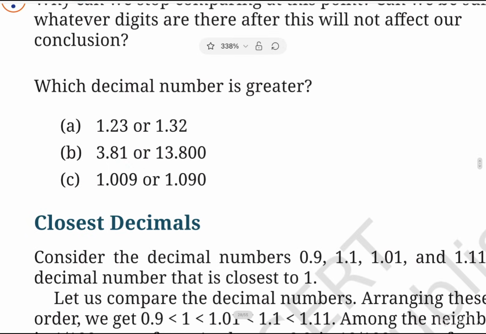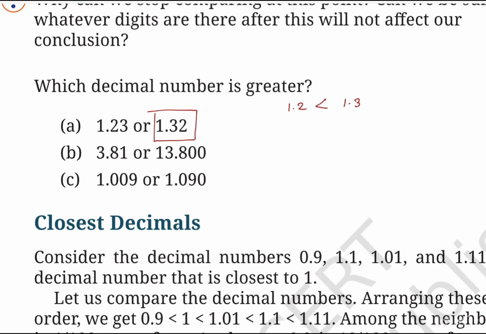So we have 1.23 or 1.3. First considering the unit which is equal, the tenths are not equal and are different. So 1.2 is less than 1.3. So we can write 1.23 is less than 1.32. So the greater number is 1.32.